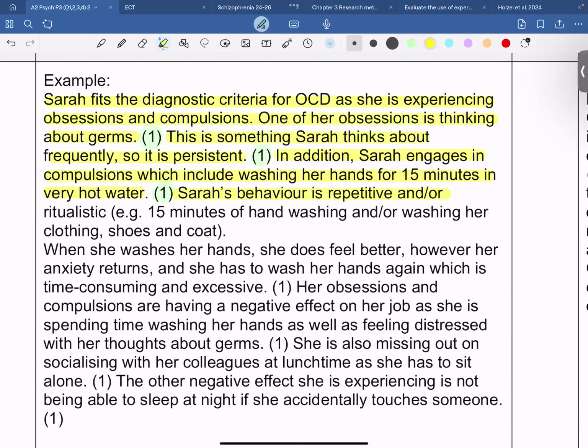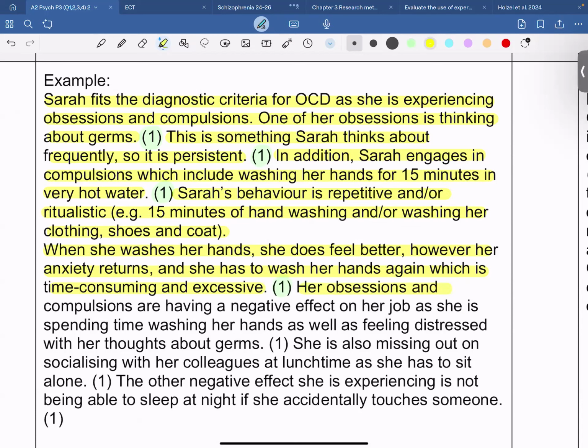Sarah's behavior is repetitive and or ritualistic. Example, 15 minutes of hand washing and or washing her clothing, shoes, and coat. When she washes her hand, she does feel better. However, her anxiety returns and she has to wash her hands again, which is time consuming and excessive. Just pick up any 4 points from here.